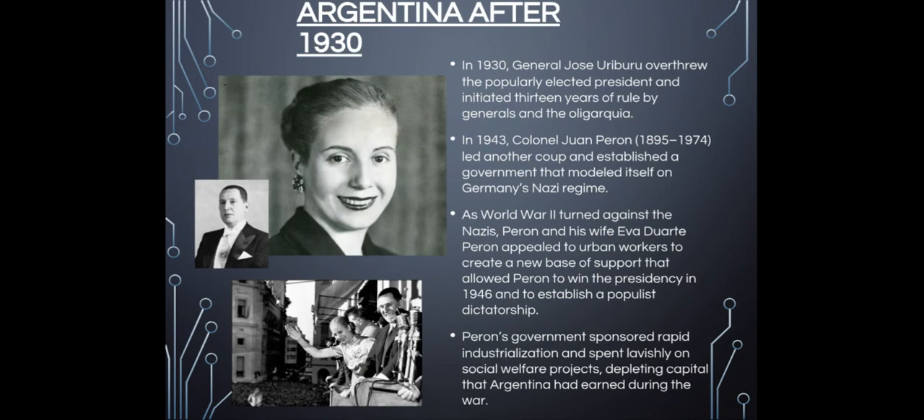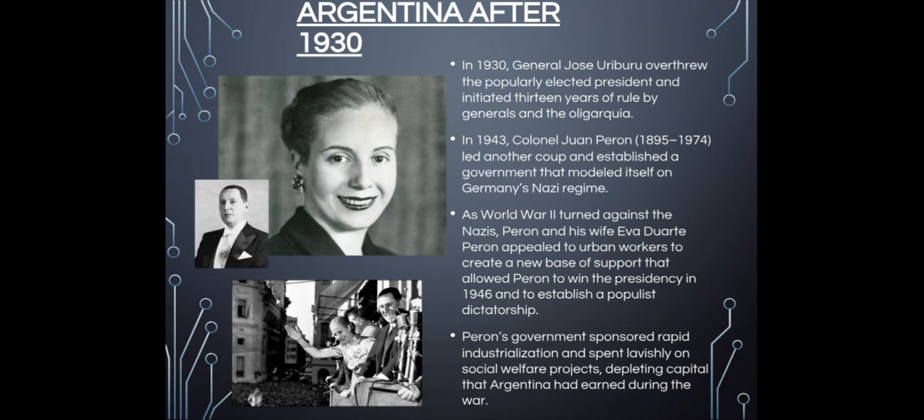The Depression hurt Argentina almost as badly as it hurt Brazil. The political consequences would be delayed for years. And in 1930, you have the president, democratically elected by the people, overthrown, and you have the institution of a military dictatorship, and once again, the oligarchia are in power. In 1943, Colonel Juan Perón led a coup and established a government that modeled itself on Germany's Nazi regime.